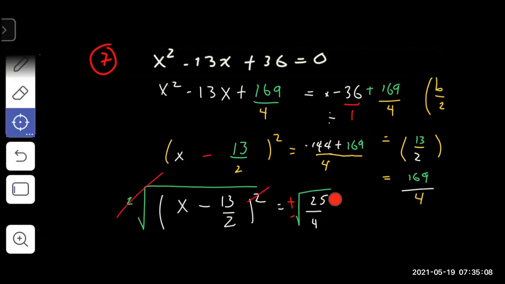And then what is the square root of 25? 5. What is the square root of 4? 2. That's why, guys, I didn't want to use decimals, because by using the fraction, I can get a perfect square. So this is basically how we solve number 7.